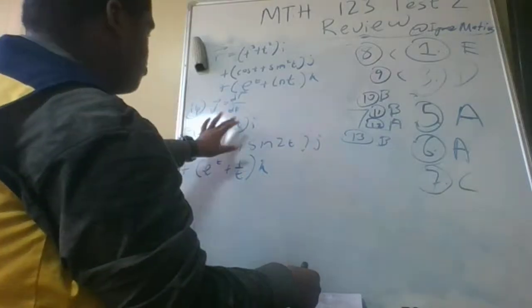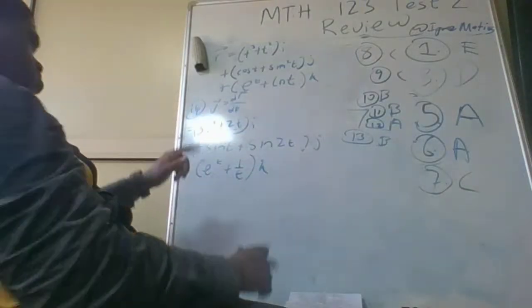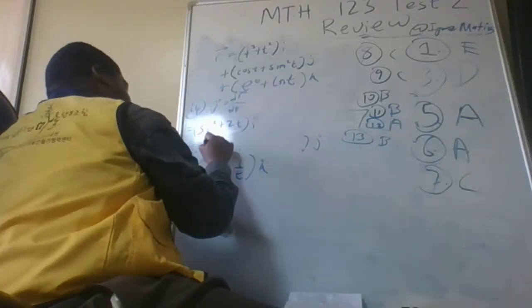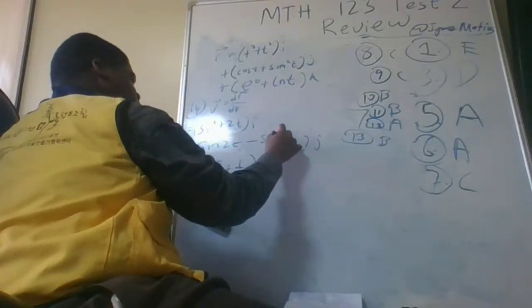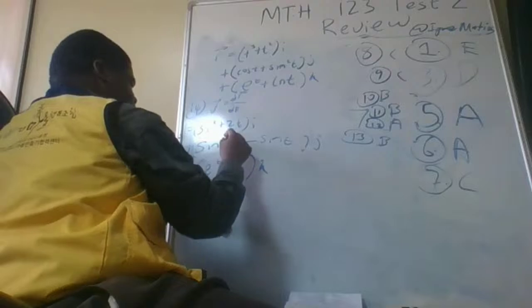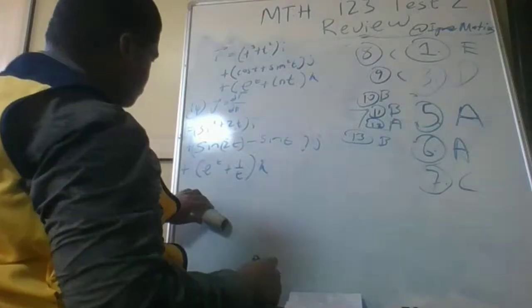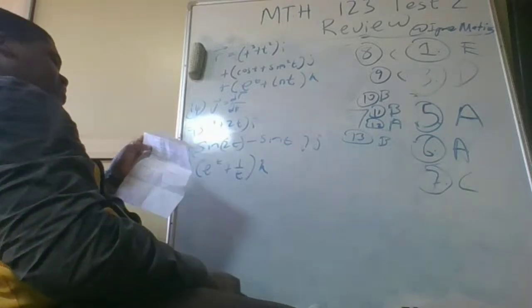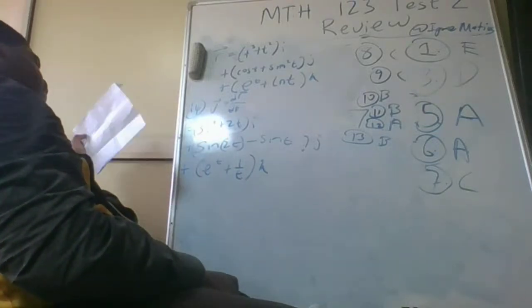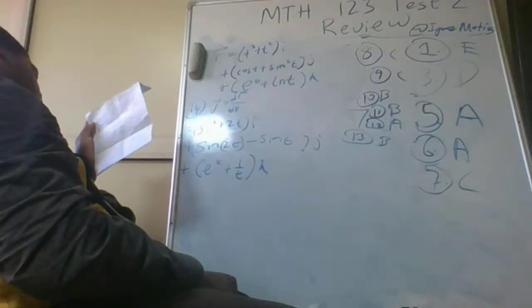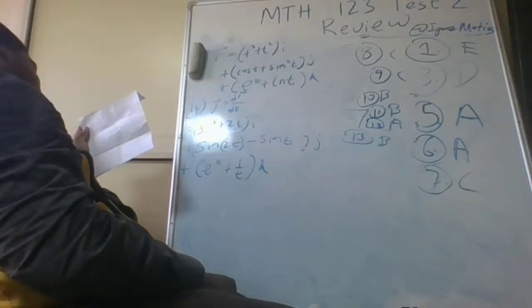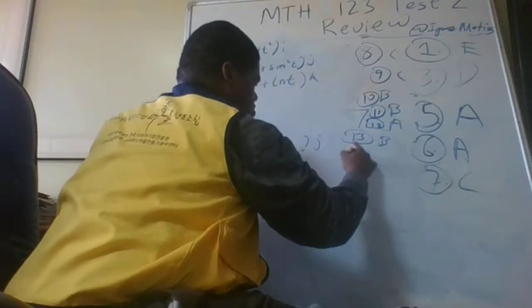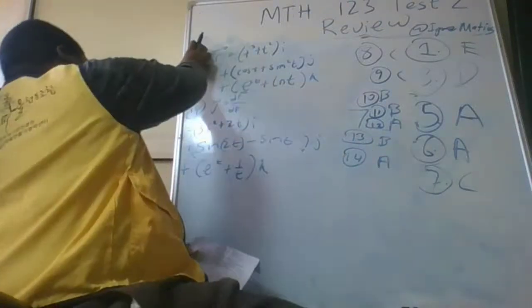So you have 3t squared plus 2t i plus, okay, you can rearrange this to remove the negative from the front. You can put sine 2t in front, minus sine t, so the negative will not be in front. So you have 3t squared plus 2t i, plus sine 2t minus sine t j, plus e to the power of t plus 1 over t k. 3t squared plus 2t, that is option A. 14 is option A.